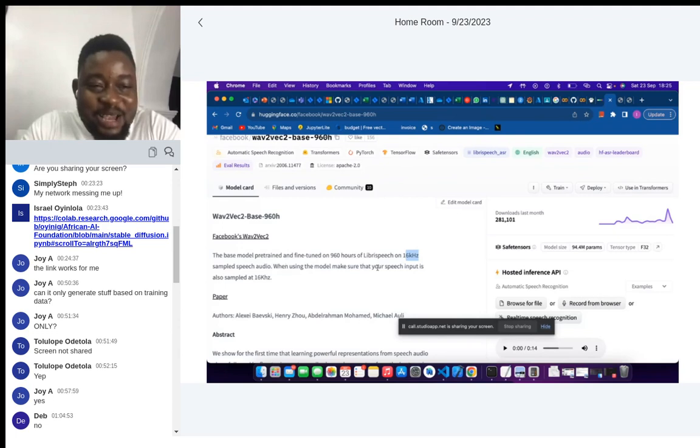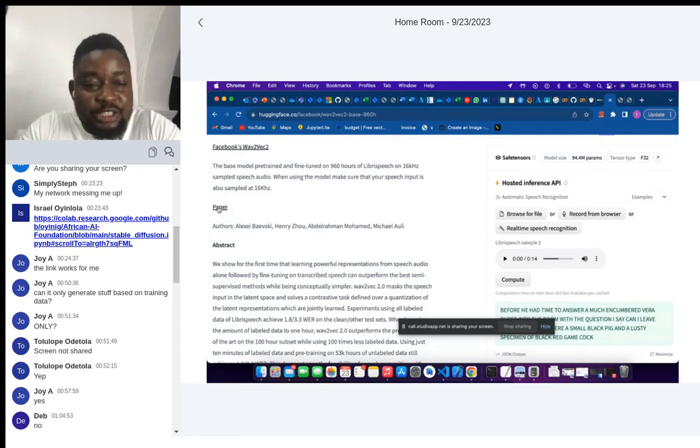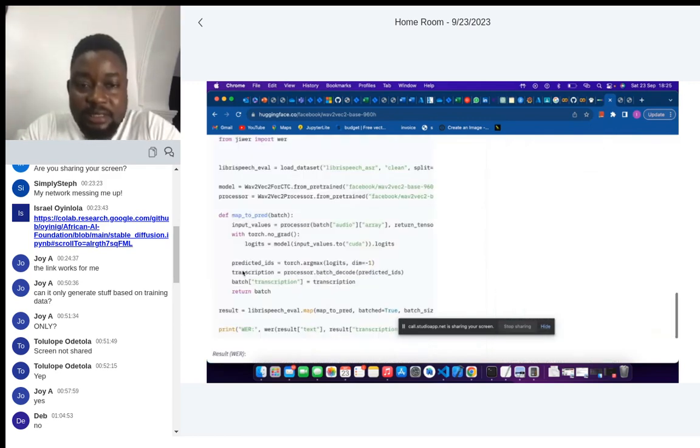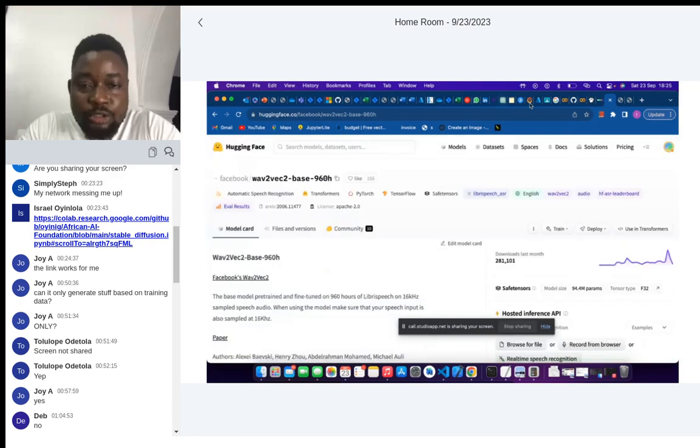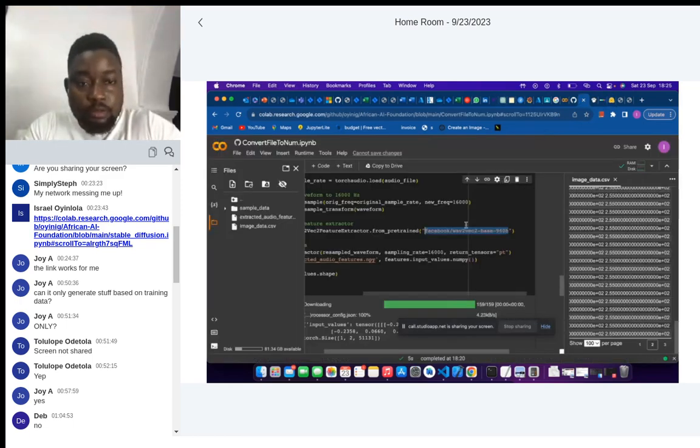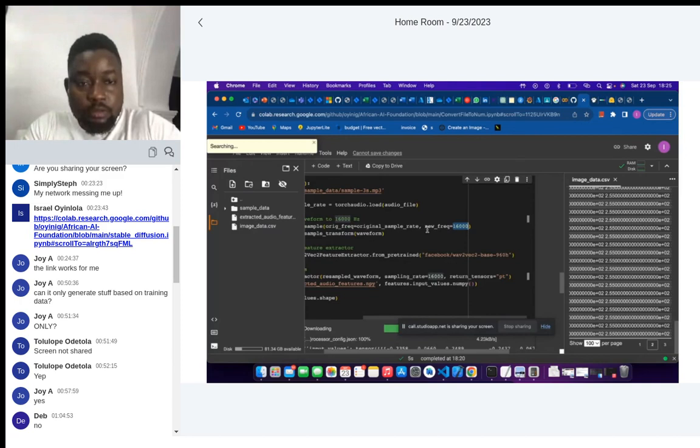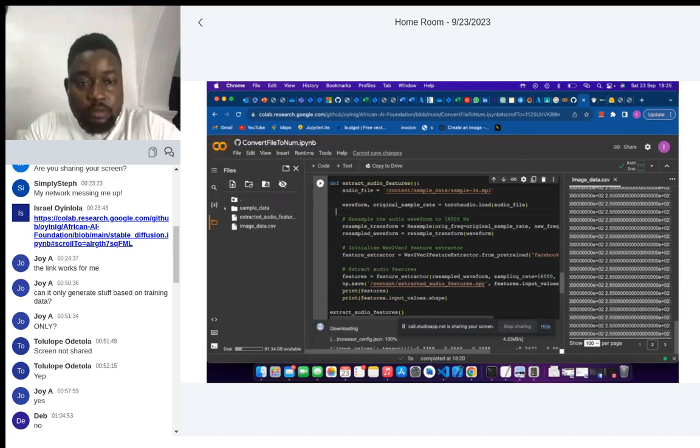So when using this model, make sure that your speech input is sampled at 16 kilohertz. They even put it there. They attach the research paper if you want to read it, and then the abstract and all that. So that's why I had to convert it. Let me print the original sample rate.